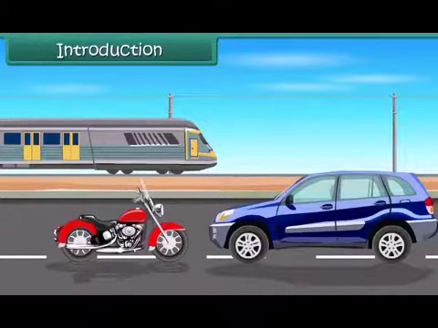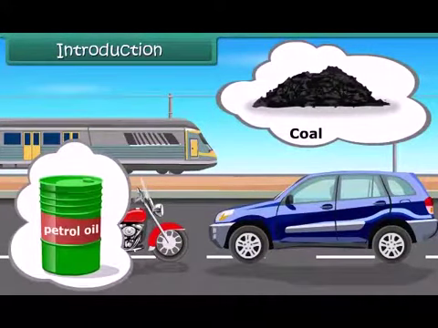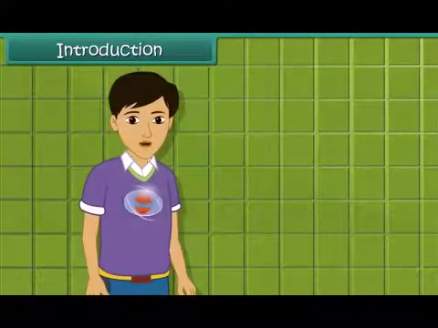The fuel can either be coal or a petroleum product. They provide energy for vehicles to move. In this module, we are going to learn more about these natural energy resources.